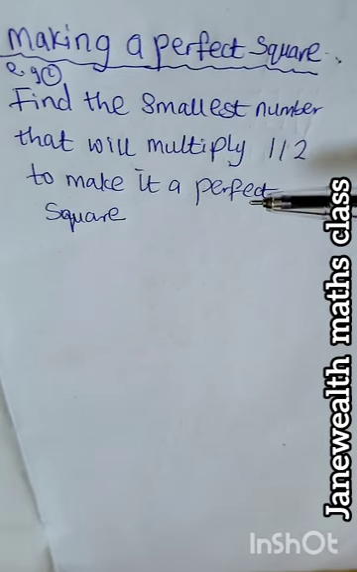Here, we are looking for the smallest number that can multiply 112 to make it a perfect square. Maybe 112 may not be a perfect square. We are looking for what will multiply it to make it a perfect square. Just stay tuned as we move on.